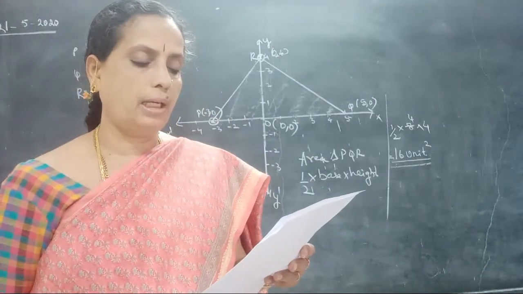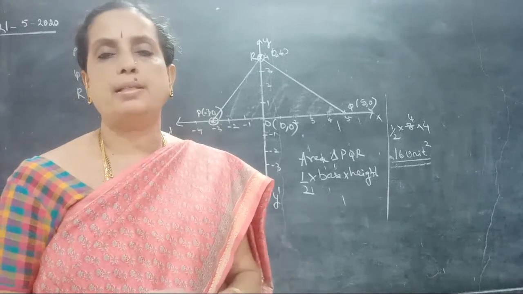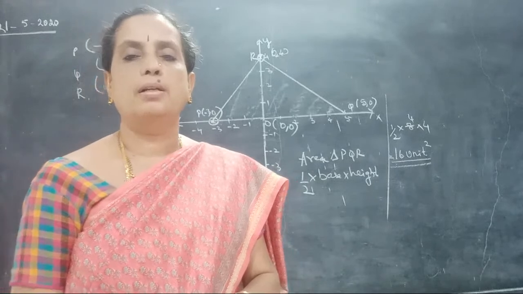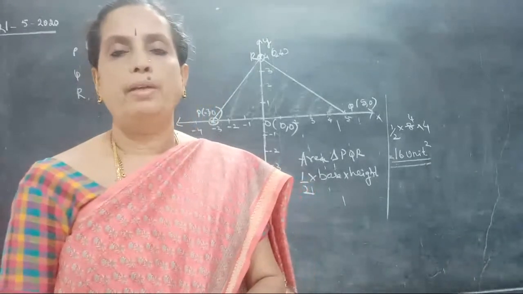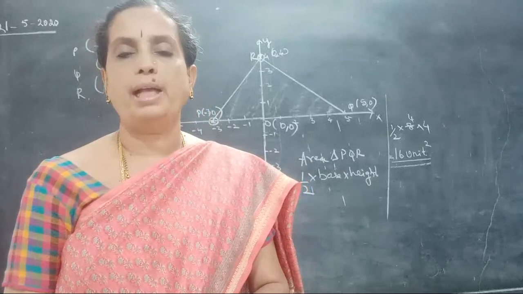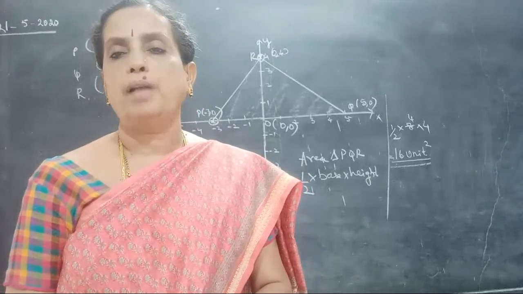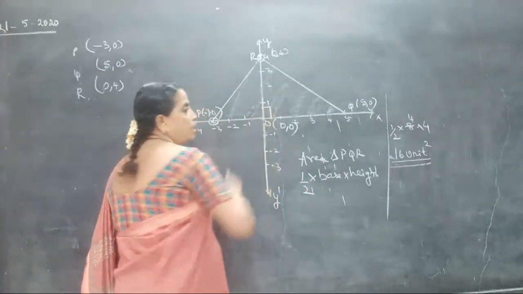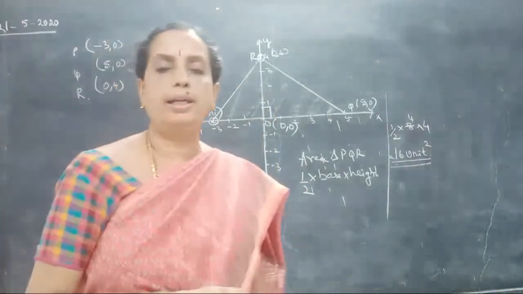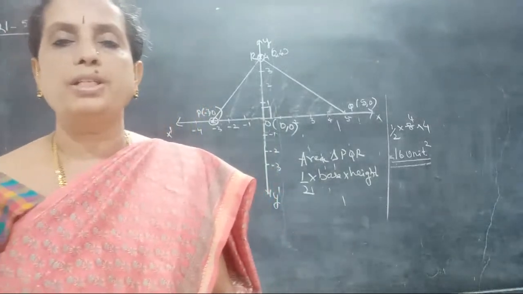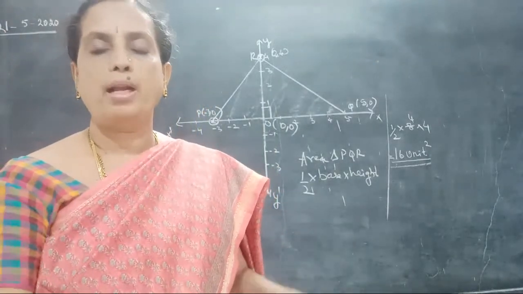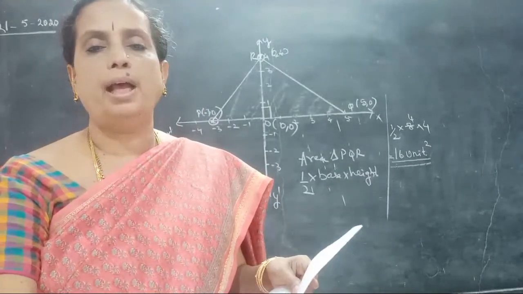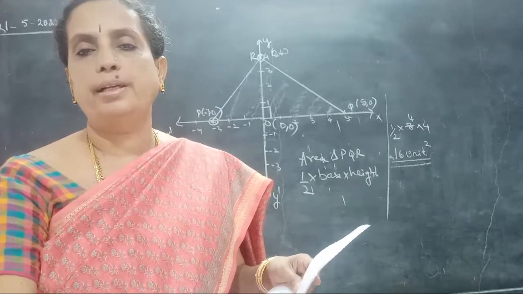The measure of the angle between the coordinate axes. What is the angle between the two axes, the x-axis and y-axis? How will you measure it? What is the magnitude of the angle? It is 90 degrees. The measure of the angle between the coordinate axes is 90 degrees.